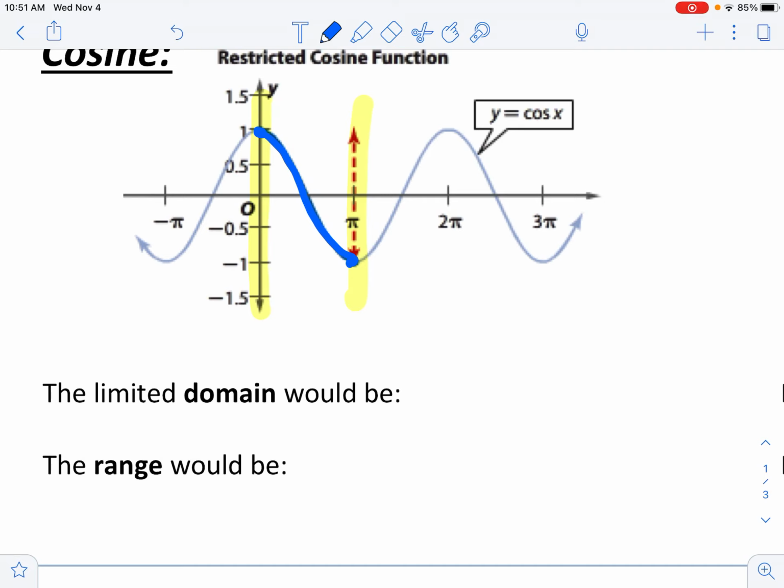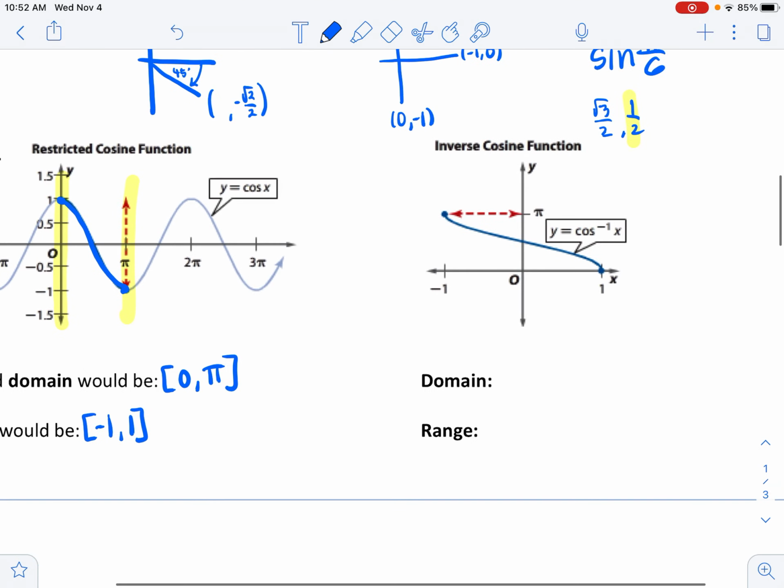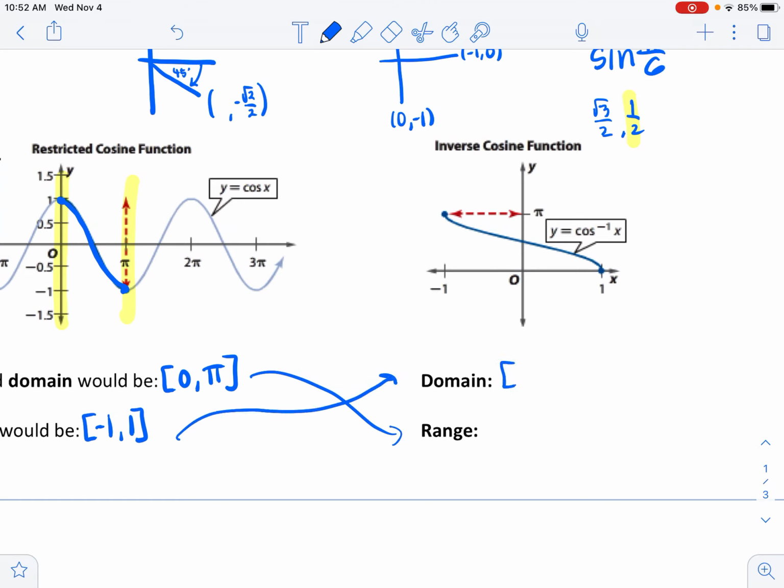If we restrict it from there to there, that piece right here that I'll highlight in blue passes the vertical line test and the horizontal line test. If you look at the domain of that piece, it goes from 0 to pi. If you look at the range of that piece, it goes from -1 to +1. Now, that is the restricted domain of the cosine function. I want the restricted cosine inverse function.